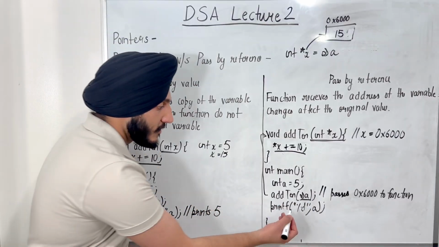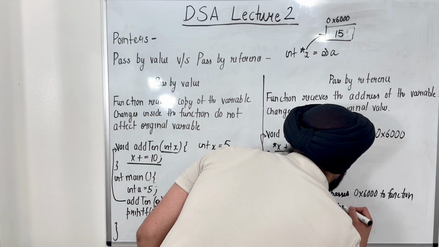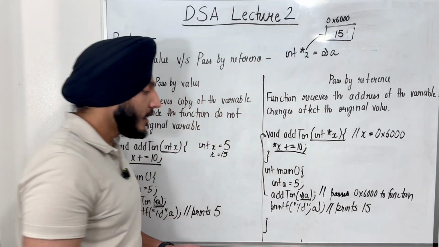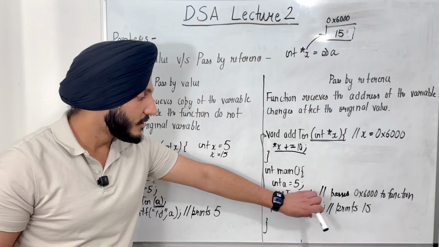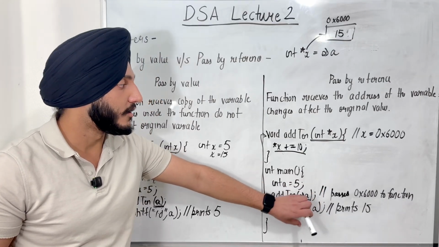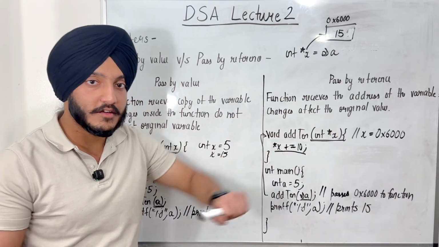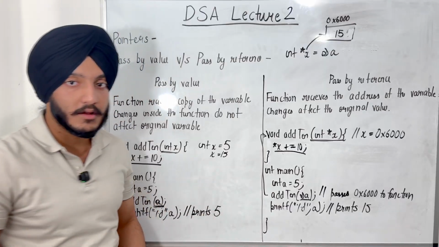This example over here is actually going to print 15. Why? Because instead of passing the value in this example, we passed the address of the value we created. This function received the pointer, got the address, dereferenced it and added the value 10 to it.